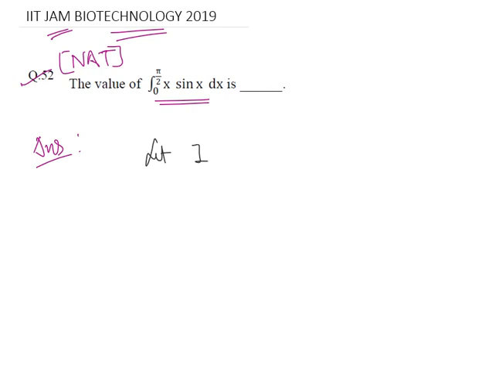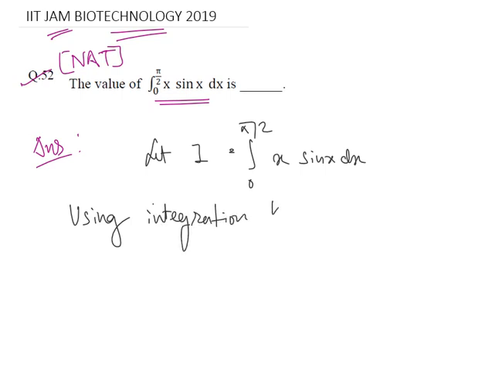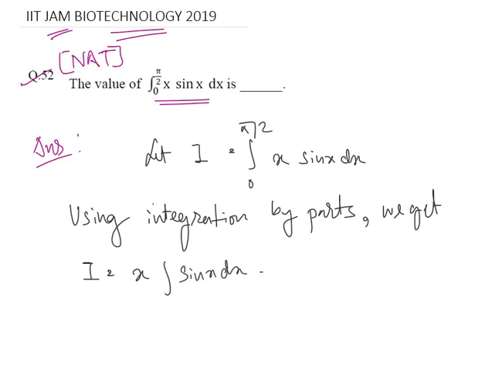Let I be equal to the integration from 0 to pi by 2 of x sin x dx. Now using integration by parts, we get I is equal to x times the integration of sin x dx, minus the integration of d/dx of x times the integration of sin x dx, dx.